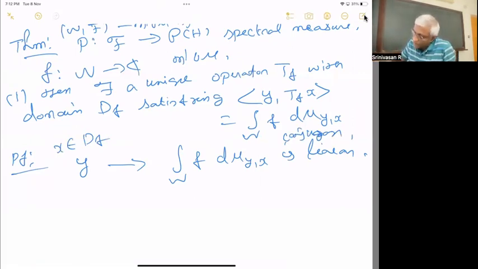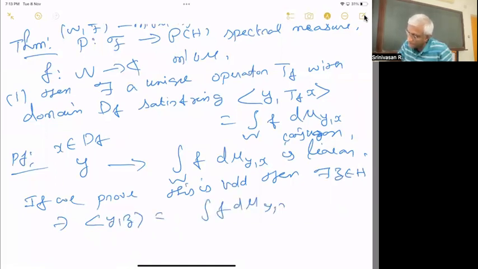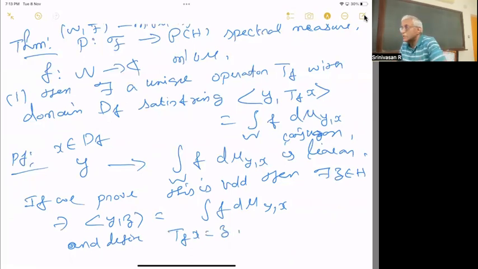So if we prove this is bounded, as a linear functional, then there exists z in H such that <y, z> equals this integral of f d mu_{y,x}, and define T_f at x equal to z. Okay, so all we have to prove is that this is bounded. That's the only thing we have to prove.